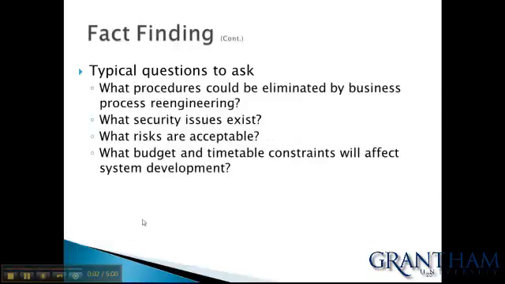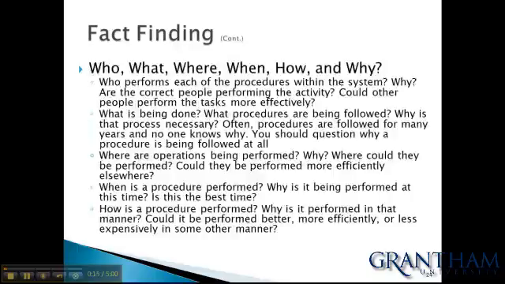You also ask, what procedures could be eliminated by business process reengineering? What security issues exist? What risks are acceptable? What budget and timetable constraints will affect the system development?